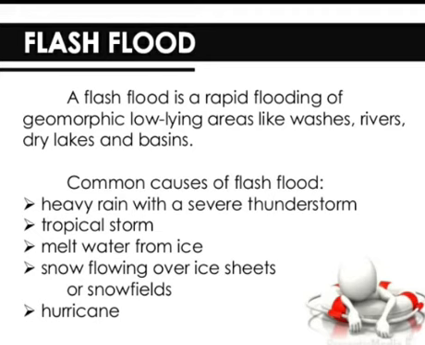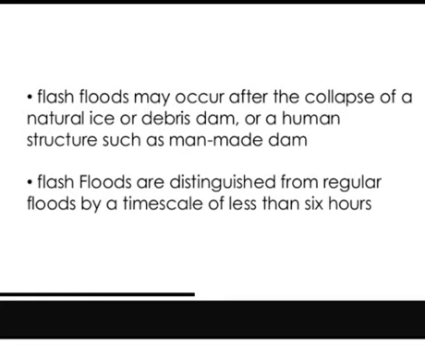Because the reason behind flash flood is because of the atmospheric and oceanographic effect or actions. So heavy rain with severe thunderstorm, tropical storm, meltwater from ice, snow flowing or over ice sheets or snowfields, and hurricane. Flash floods may occur after the collapse of a natural ice or debris dam or a human structure such as man-made dam.